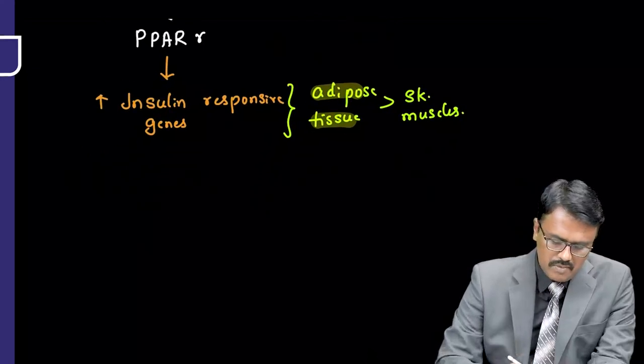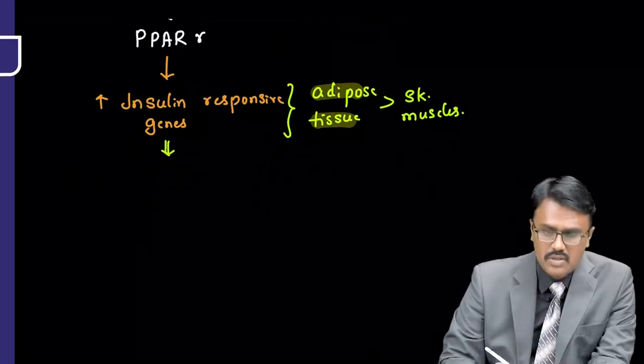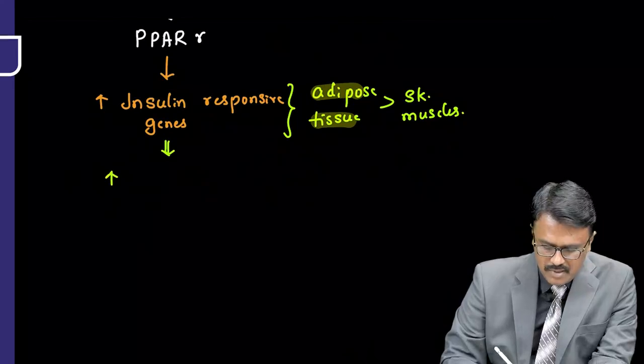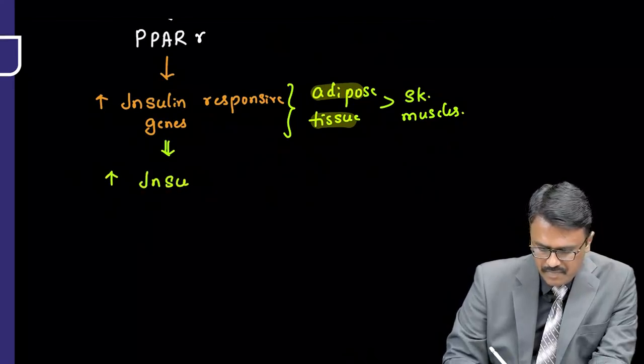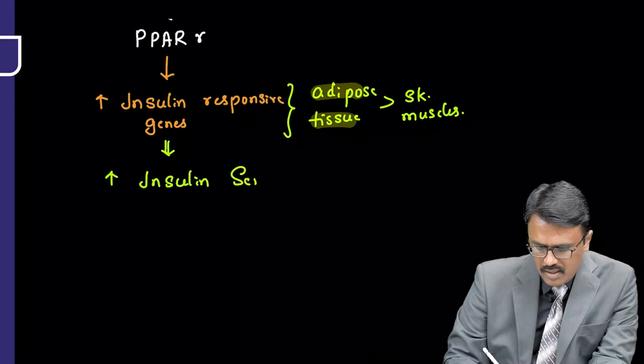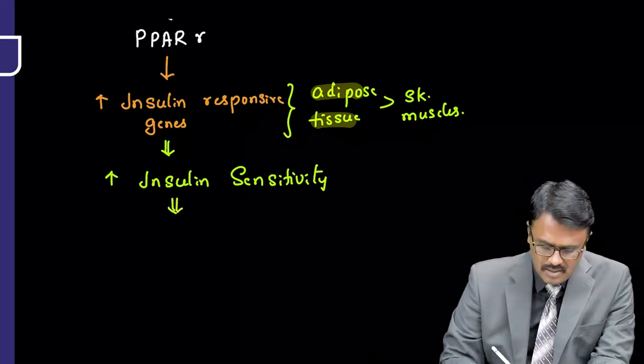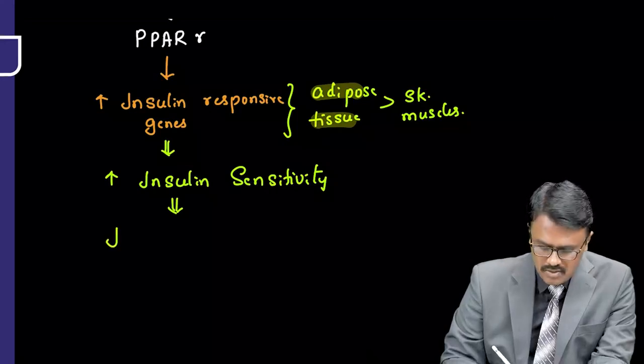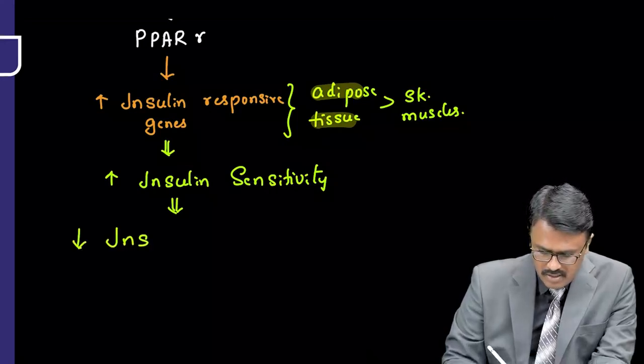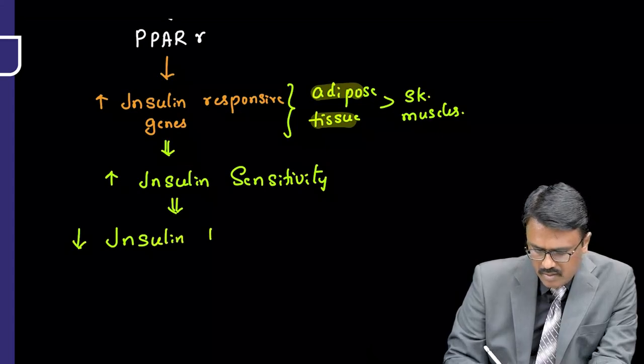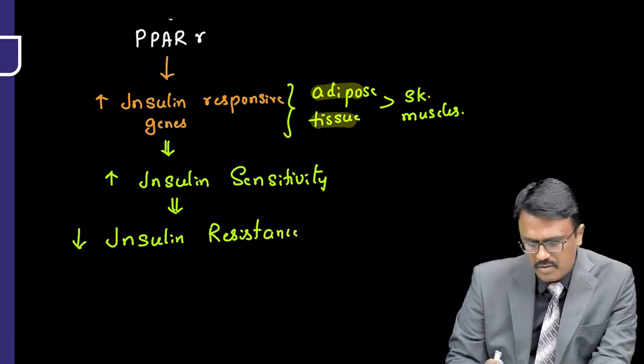So what happens if there is an increase in insulin responsive genes? There is an increase in insulin sensitivity. So what is the advantage if there is an increase in insulin sensitivity? You can manage insulin resistance. So this will decrease the insulin resistance problem. So that is the mechanism of action of pioglitazone.